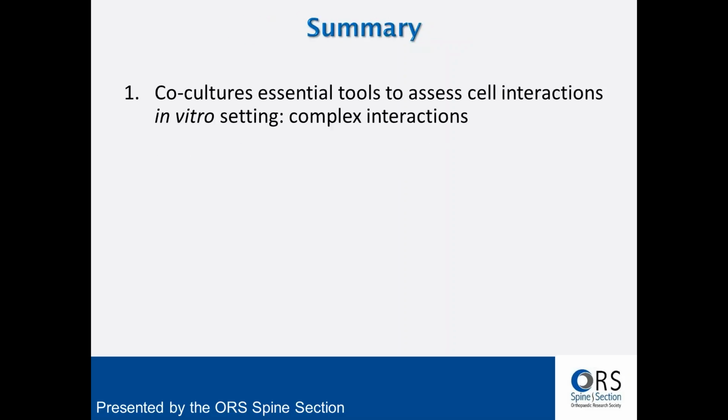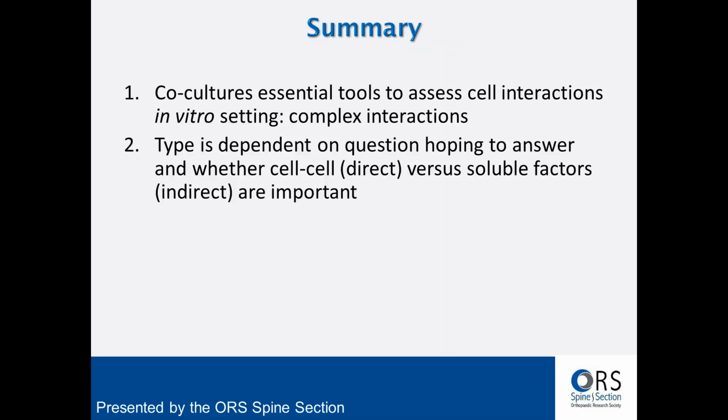So just to summarize, co-cultures are essential tools to assess cell interactions in an in vitro setting. The type of co-culture is dependent really on the question that you're hoping to answer, and so whether cell-cell, so direct, versus soluble factors, indirect contact, are important. And just really thinking about how we can mimic the native disc microenvironment in vitro.